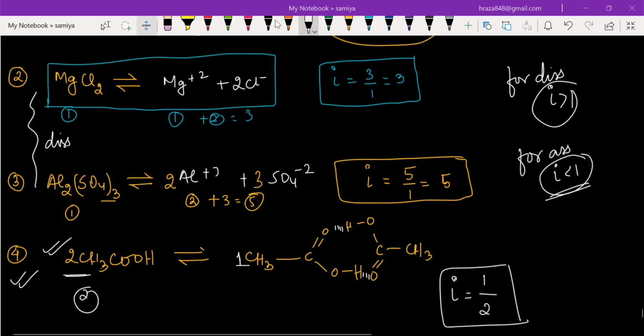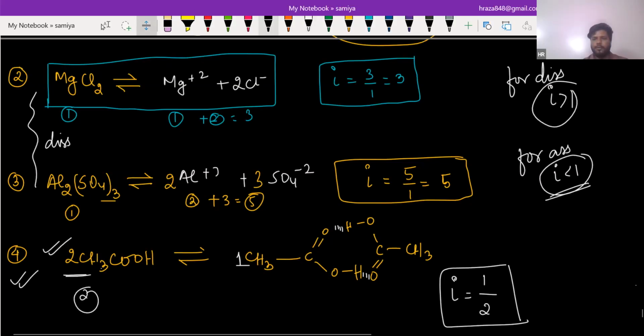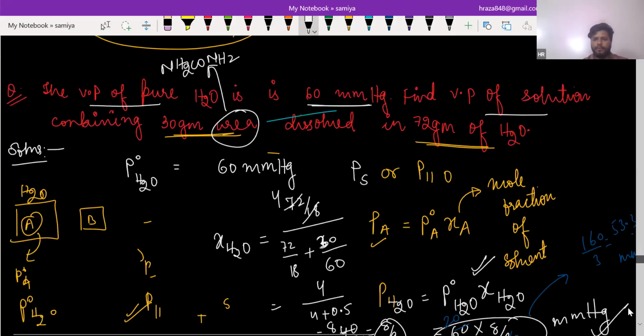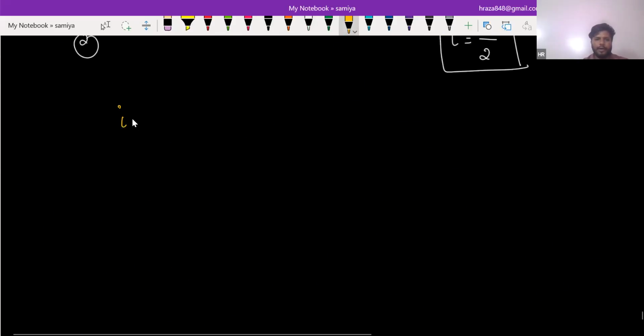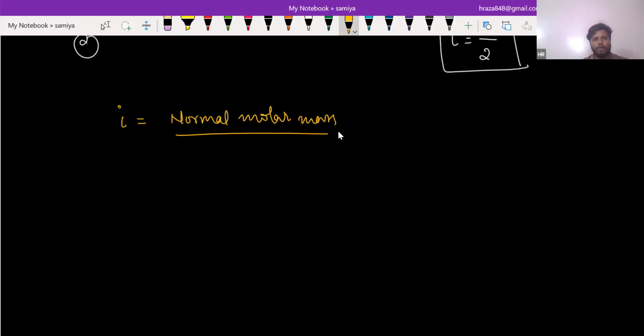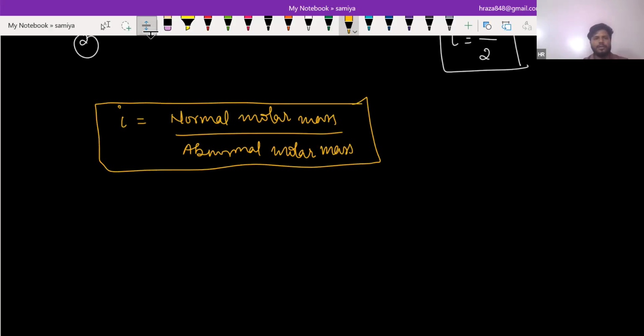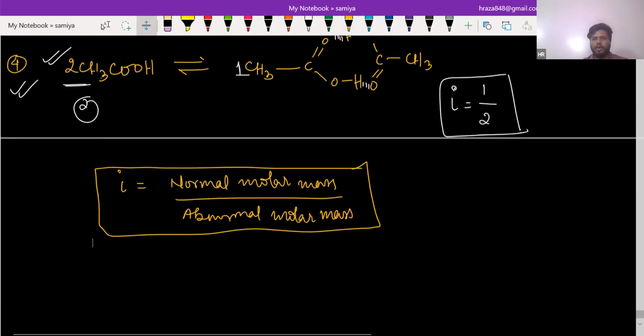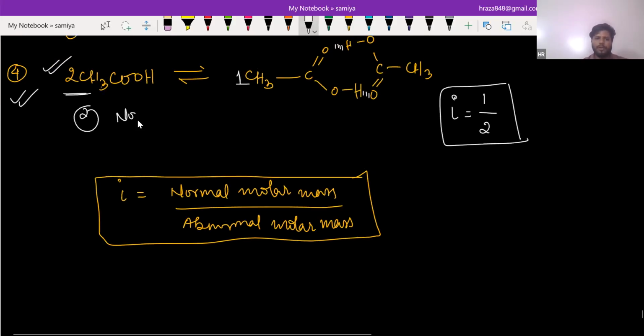Now see, I'm going to take another formula for i, the Van't Hoff factor. The other formula for the Van't Hoff factor: i is equal to normal molar mass upon abnormal molar mass. Now you can see normal molar mass and abnormal molar mass. As I told you, this is normal, and normal has a value. We have discussed, this is 60 gram and this is 120 gram.